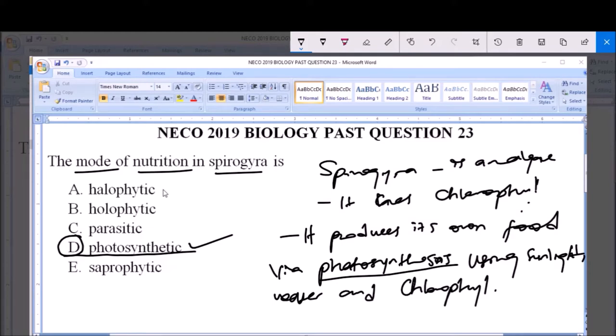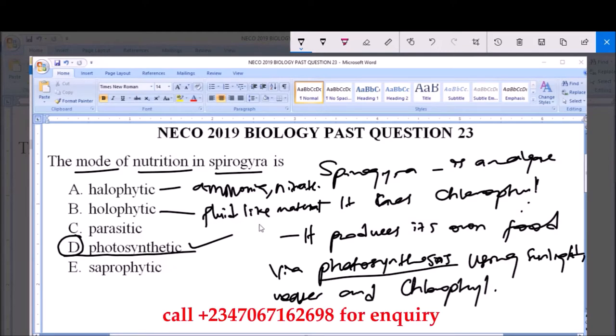Now, in halophytic mode of nutrition, the organisms feed on carbonic acids, ammonia, and nitrates from substances. Then for holophytic, this is where the plants or the organism feeds on fluid-like materials. While for holozoic, they feed on solid materials like in man. When the mode of nutrition involves fluid-like materials, it is said to be holophytic.